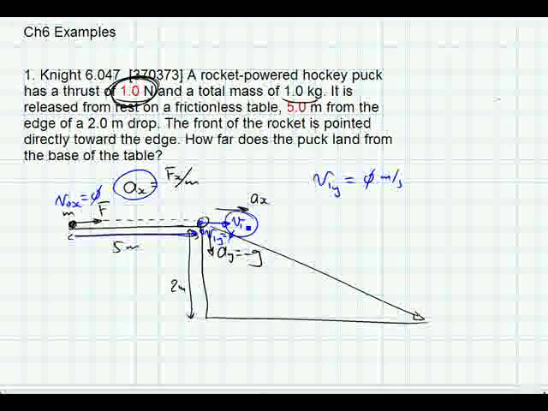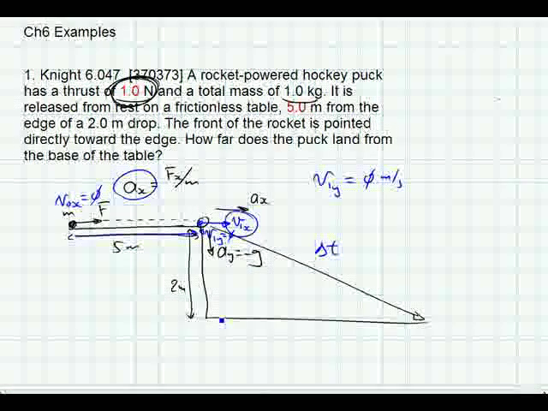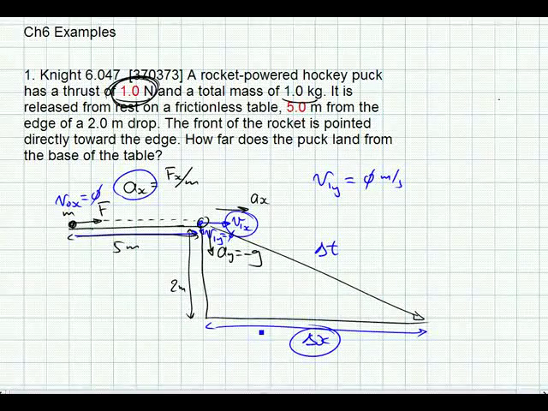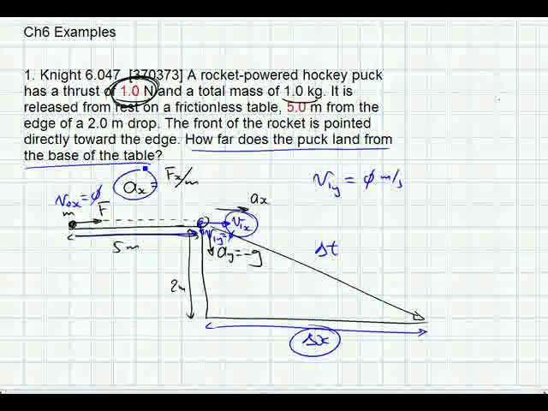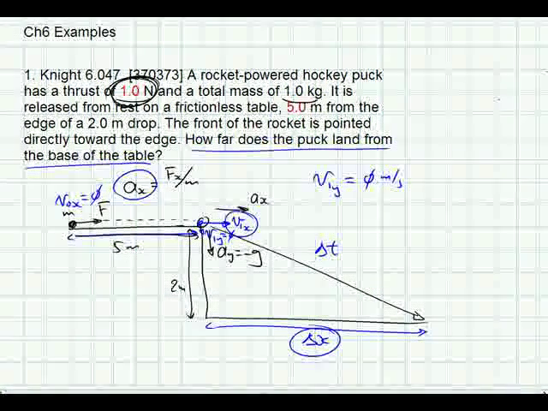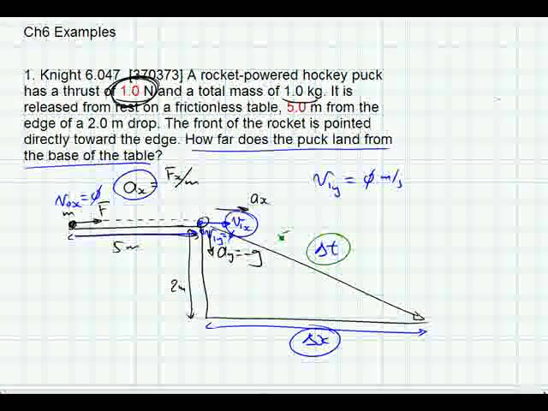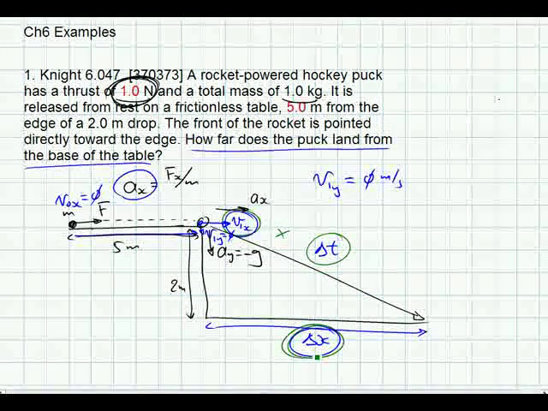Having figured out v1x, if only you knew delta t, how long the puck is airborne, then it's a simple matter to figure out delta x right here, which is what the question is after. How far does the puck land from the base of the table? But how do we figure out delta t? We do not know delta t. So if you knew delta t, you simply multiply it by v1x to give you delta x.